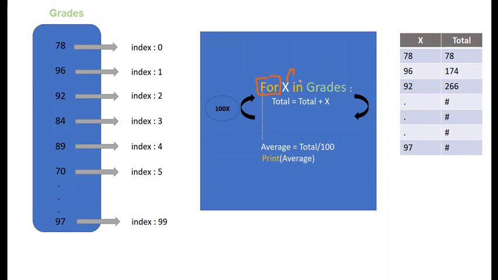Now, the third part is the in keyword. So for x in. The fourth part, sorry, is the list that we want to loop through, or simply the data structure that we want to loop through. In this case, it is the grades list. You see, it's the name of the list here.